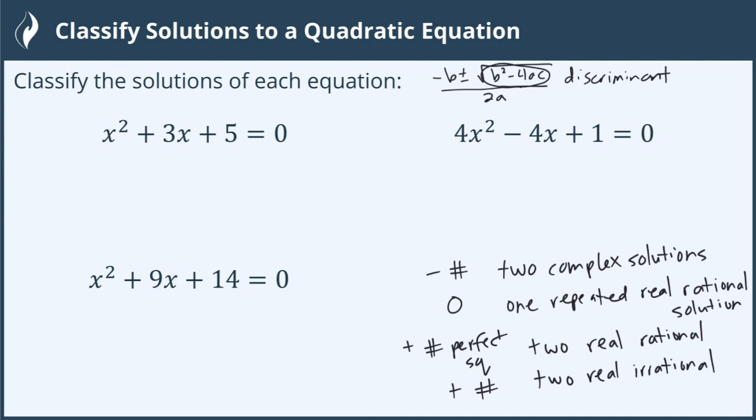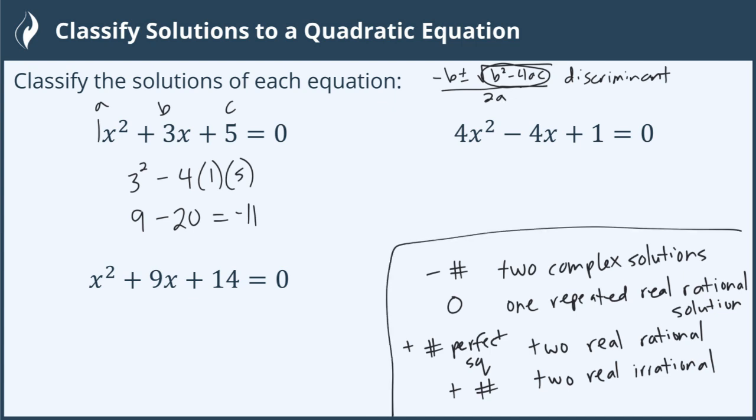So if we look up at this one, A is equal to 1, B is 3, and C is 5. So we're going to do B squared, so 3 squared, minus 4 times A, which is 1, times C, which is 5. So 3 squared is 9. 4 times 1 times 5 is 20, which would give us a negative 11. So that means if we were solving quadratic formula, we'd have the square root of negative 11 in there. And then if we look over at our chart here, that would mean we have 2, since it's negative, 2 complex solutions.